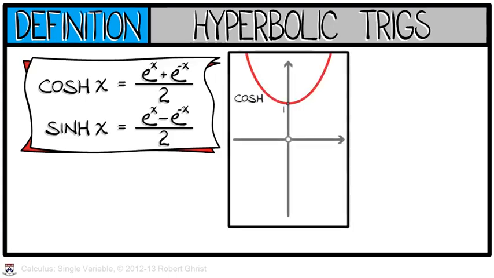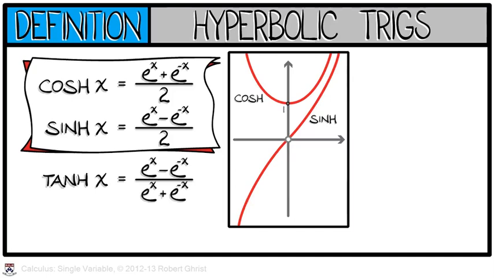Well, they don't look anything like a sine or a cosine. They both grow very rapidly in x due to the exponentials in their definitions. Nevertheless, these are very important and useful functions. There are others as well, such as the hyperbolic tangent, or tanh of x.